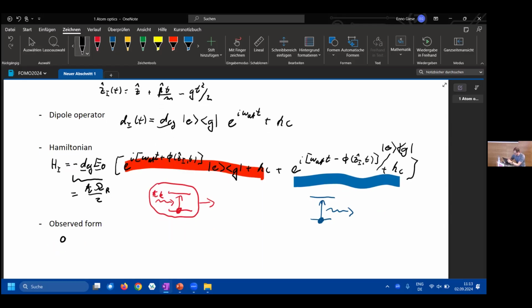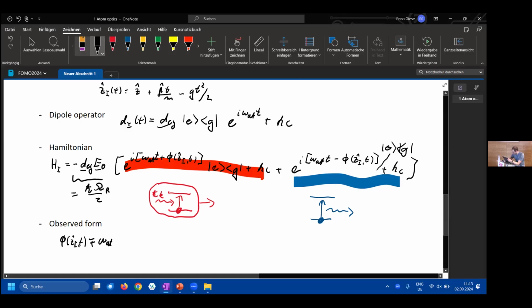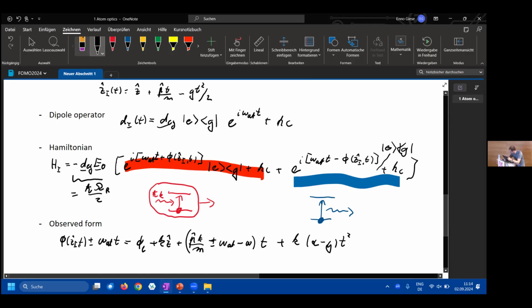We now say that the phase phi at z in the interaction picture, in T plus, no, the other way around, minus and plus omega atom times T, is the following. I have VL, this offset phase. I have KZ. Now I have to use this definition plus P hat times K over M plus or minus omega atom. Yeah, I think I'm mixing up the plus and minuses here. Plus or minus omega atom minus omega times T plus K times alpha minus G times T squared over 2.